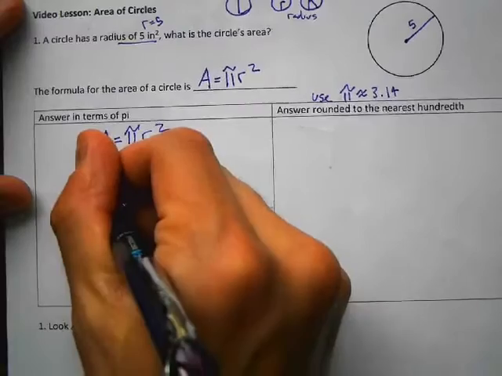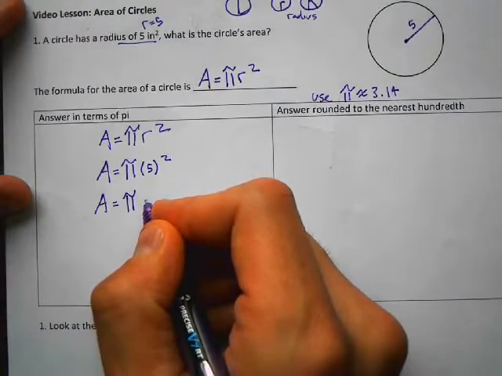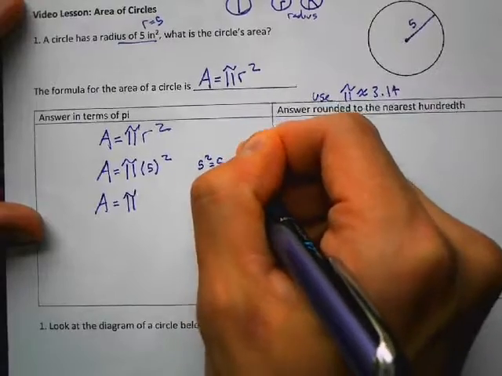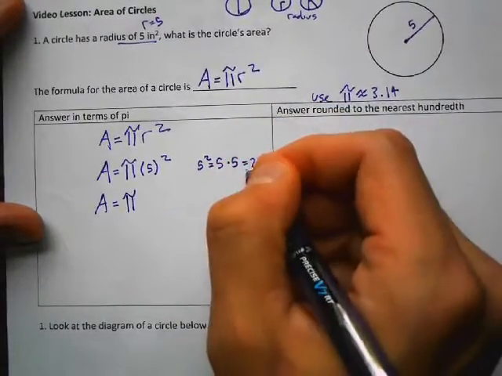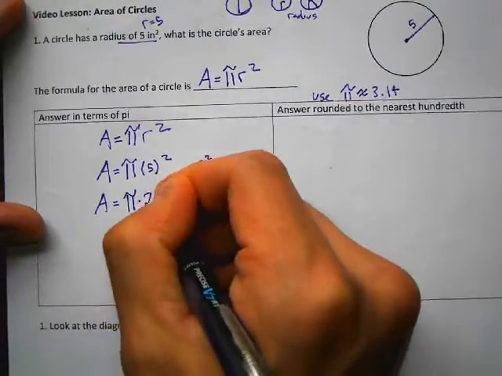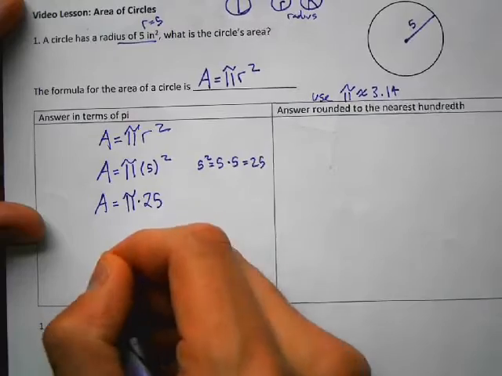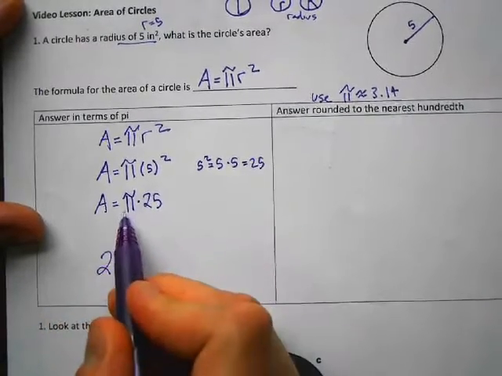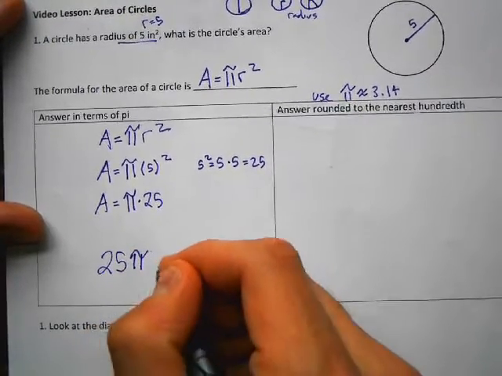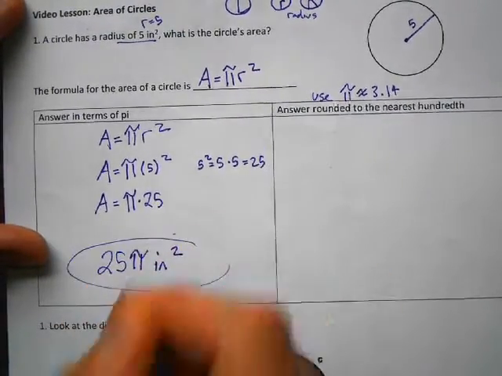Now we can simplify. Area is equal to pi times 10. Wait, don't make this mistake. Remember that 5 squared is equal to 5 times 5, or 25. It's not equal to 10. So area is equal to pi times 25. Okay, and that's our answer in terms of pi. The area of this circle is 25. We like to put the number first. It's like a coefficient when we have pi. 25 pi, don't forget those units, inches squared, because we're talking about area.